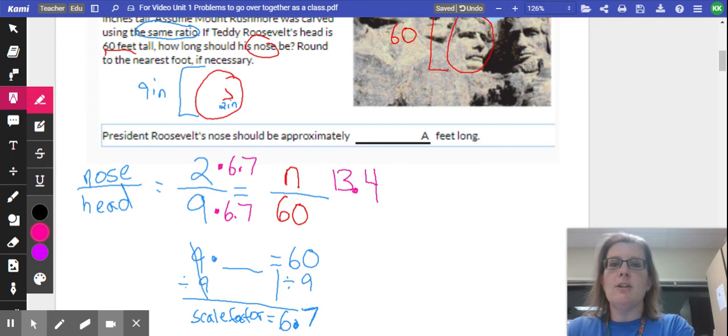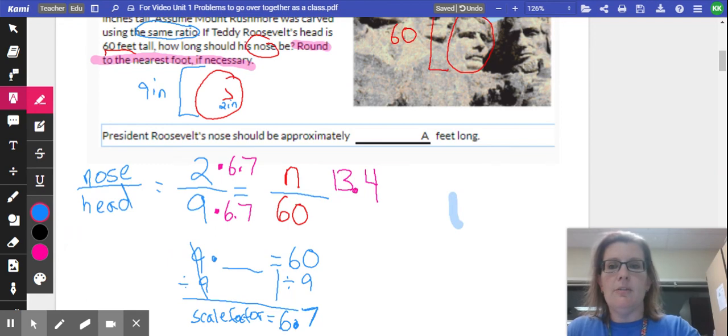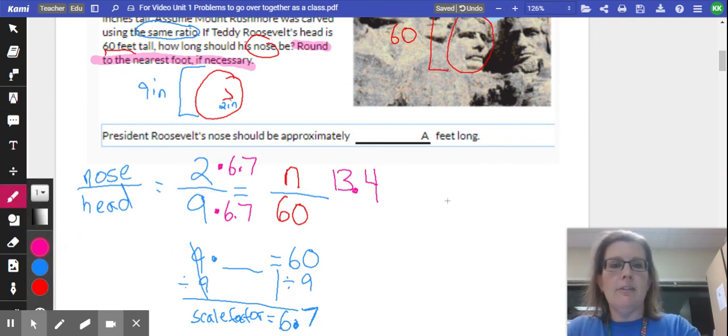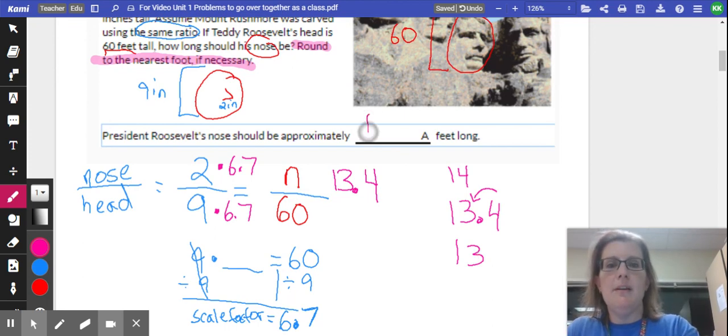But there's one very important thing to notice from this question. At the end of the question, they told us to round to the nearest foot if necessary. So they want us to round to the nearest whole number. Like we learned earlier this year when we reviewed rounding, we're asking ourselves, 13.4, is that closer to 14 or is that closer to 13? Since the 4 is less than 5, the 4 is going to make the 3 stay the same. So our final answer there is 13 feet long.